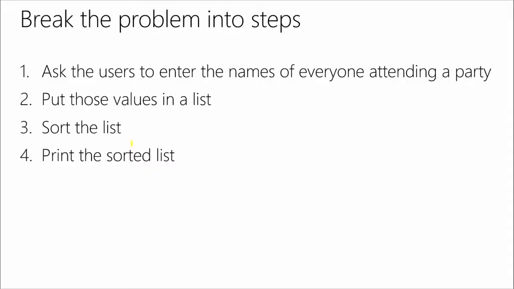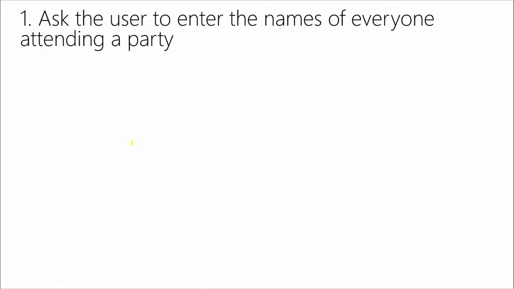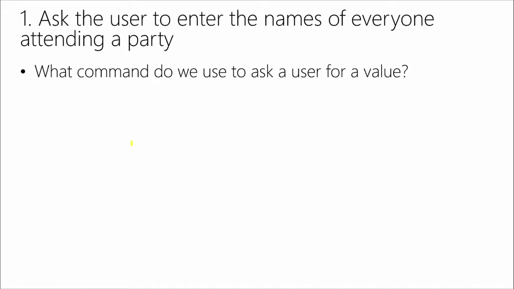So if we take a look at the slides, when you get more complex problems, what I recommend is break it into steps. So what do we actually have to do? 1, we're going to have to ask the users to enter the names. 2, we're going to have to put those values in a list. 3, we're going to have to sort the list. And then 4, we're going to have to print out the list after it's sorted. And then you can think, well, I know you guys out there already know how to ask a user to enter values. That's going to be the input function.